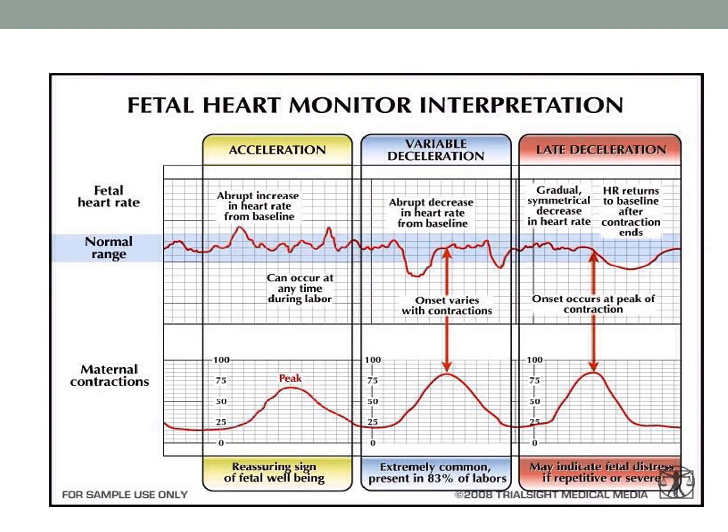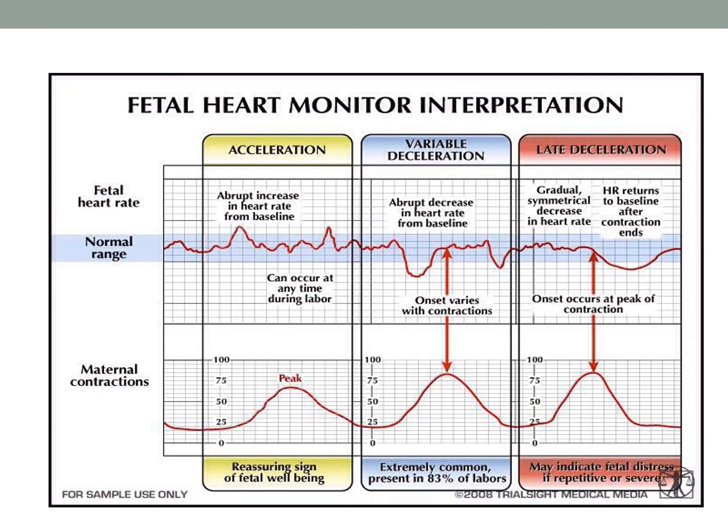I know you are familiar with this picture, but just as a refresher, again, we have accelerations. It means your baby's well oxygenated. We want to see accelerations. Variable decelerations means there's cord compression. It can happen for an array of reasons. We'll talk about it more later. And it doesn't necessarily have to be related to the contraction pattern.